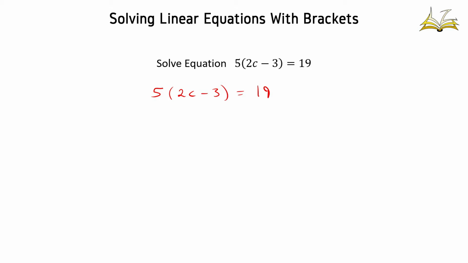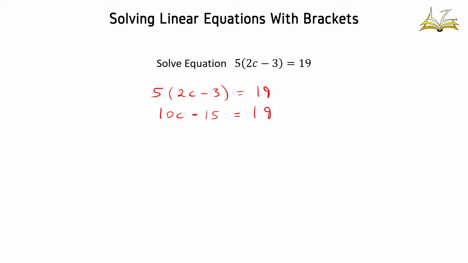So we're going to just basically expand the brackets here. We're going to times the 5 by the 2c, which is 10c. And we're going to times the 5 by the negative 3, which is negative 15. And that's it. Expanding brackets is just timesing the numbers out, or the terms out. Then we have 19 here, so equal to 19. And then you just treat this like a normal equation.